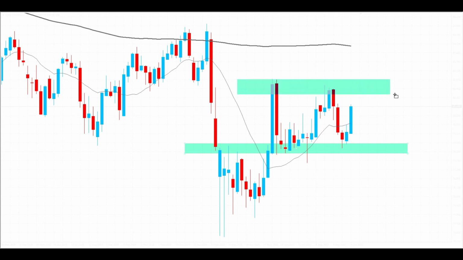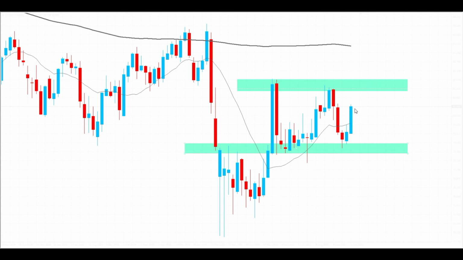But if we do look at it from a weekly point of view, we are actually ranging. As you can see, we have our resistance up there and our support down there, push to the upside, back down, back up, back down. So we're having another push to the upside, giving us that range pattern, and we could be seeing another move to go and test that resistance again.